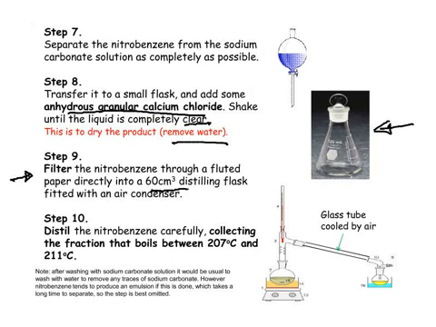Directly into a 60 cubic centimeter distilling flask down here. And now you're going to carry out simple distillation and collect your fraction over a very narrow temperature range. Anything coming off before 207 is to be discarded. Anything coming off after 211 is to be discarded. And in doing it that way, you should have obtained very pure nitrobenzene.